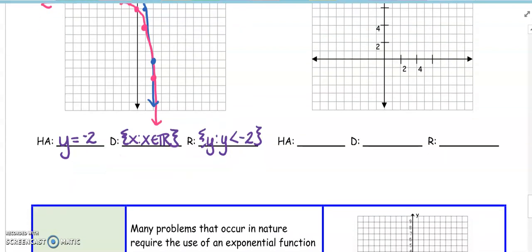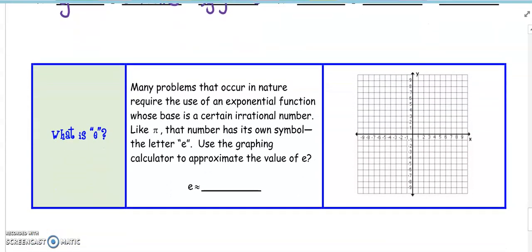Now, the last thing that I want to talk to you guys about is a number called E. Now, you may be saying, did she make a mistake again? Nope, I didn't. E is actually a number that we're going to talk about. It says here that many problems that occur in nature require the use of an exponential function whose base is a certain irrational number. Like pi, which is an irrational number, the number has its own symbol that happens to be the letter E.